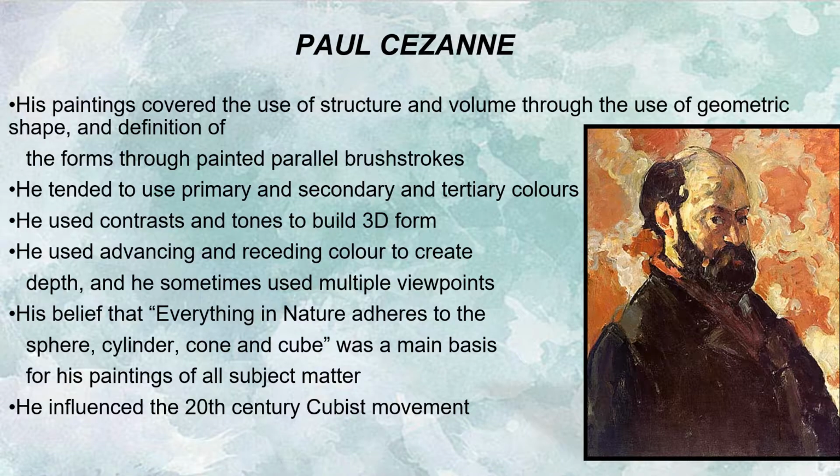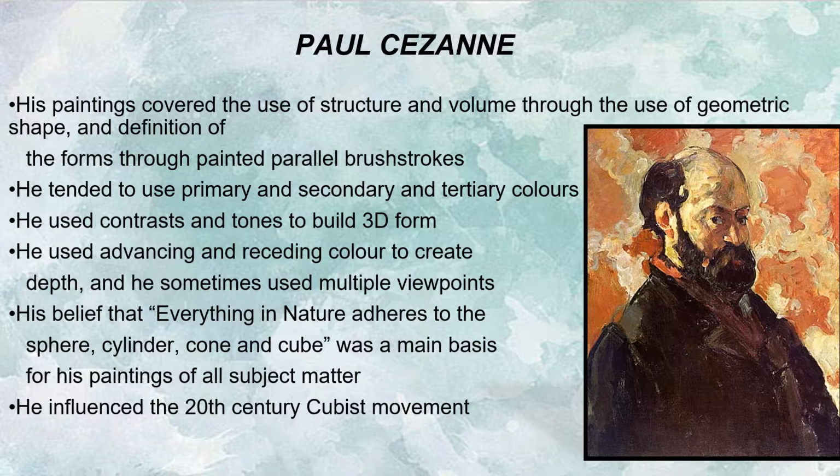Now, the first artist from the post-impressionism period, Paul Cézanne. His paintings covered the use of structure and volume through the use of geometric shape and definition of the forms through painted parallel brushstrokes. He tended to use primary, secondary, and tertiary colors. He used contrast and tones to build 3D form. He used advancing and receding color to create depth, and he sometimes used multiple viewpoints.